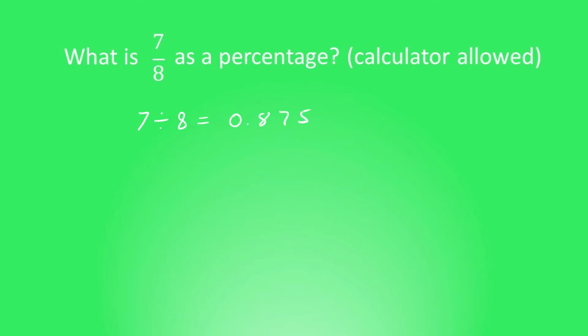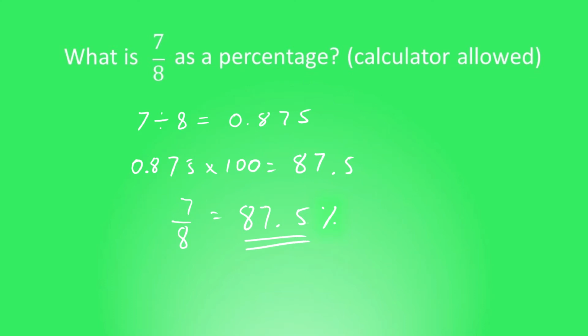The only other thing you need to know is how to convert from a decimal to a percentage. All you have to do is multiply by 100. So 0.875 times 100 is 87.5. So 7/8 is equal to 87.5%. Two steps: first of all, you do the division, then you multiply by 100 to change that from a decimal to a percentage.